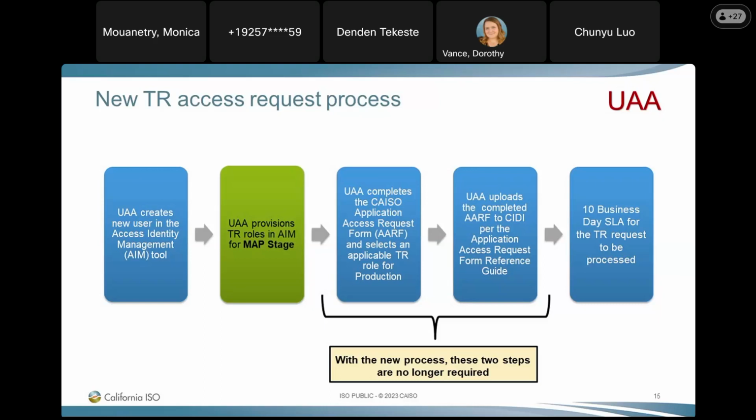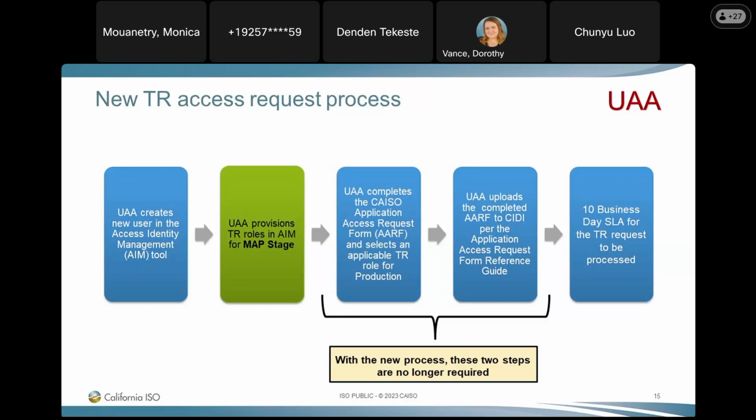The new process will involve the UAA having to submit the new users in AIM, but now they can actually finish their request in the same tool and request the roles in AIM for the applicable environment. The 2 tasks that are going to be removed are having to fill out that supplemental form, the application access request form, that ARF form, and then having to upload their request into another application, the city application.